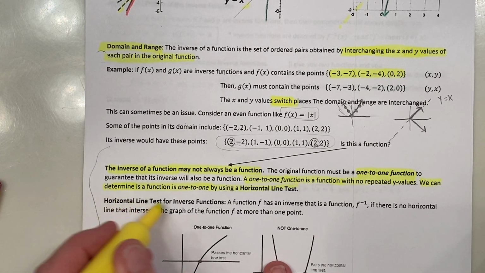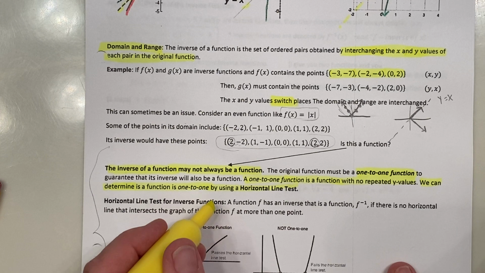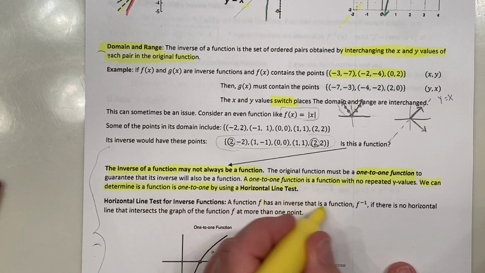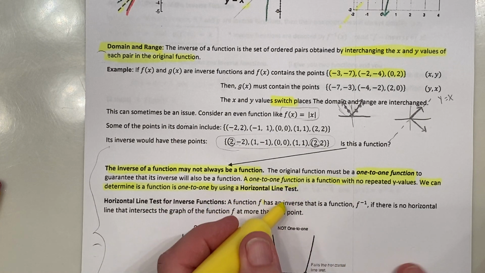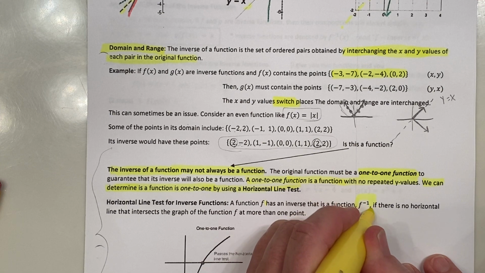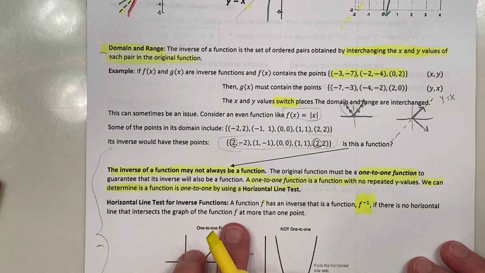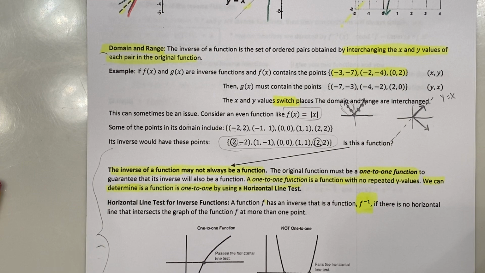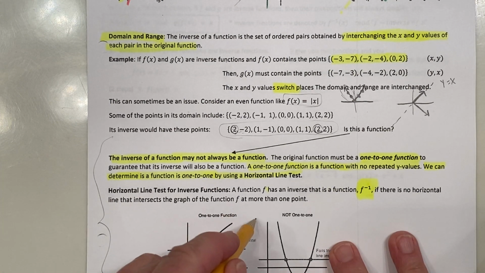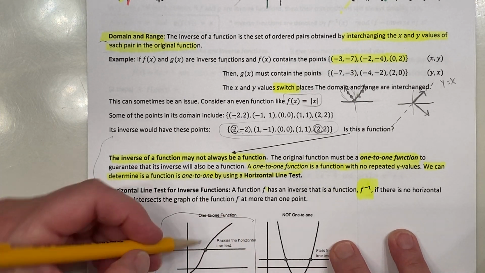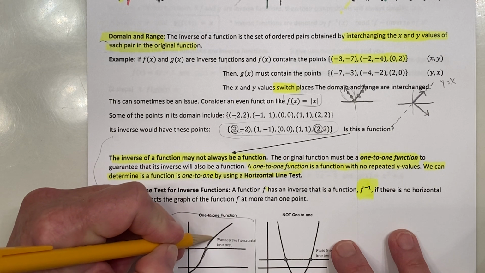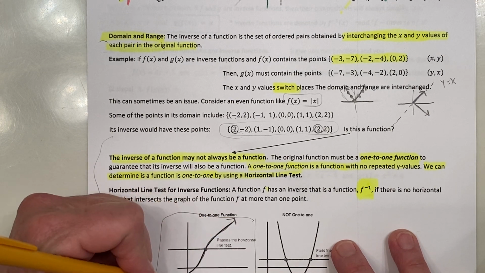So the horizontal line test for inverse functions. A function f has an inverse that is also a function, and if we do have one, we could use this notation, f inverse, if there is no horizontal line that intersects the graph of the function f at more than one point. Simply put, let's look at this graph right here. Let's look at this original function we have. Does it pass the horizontal line test?